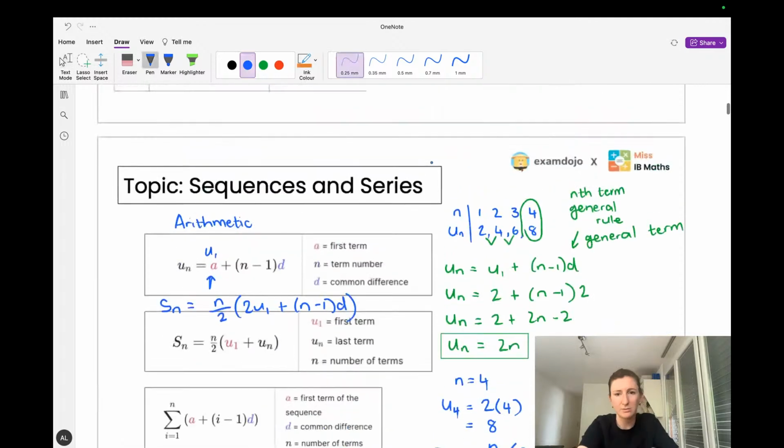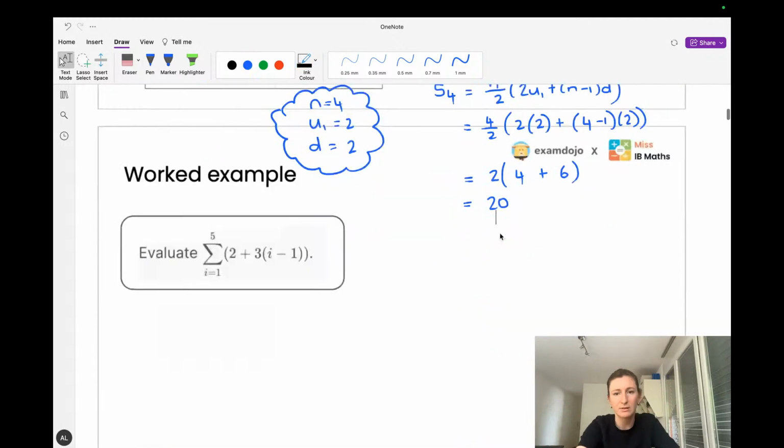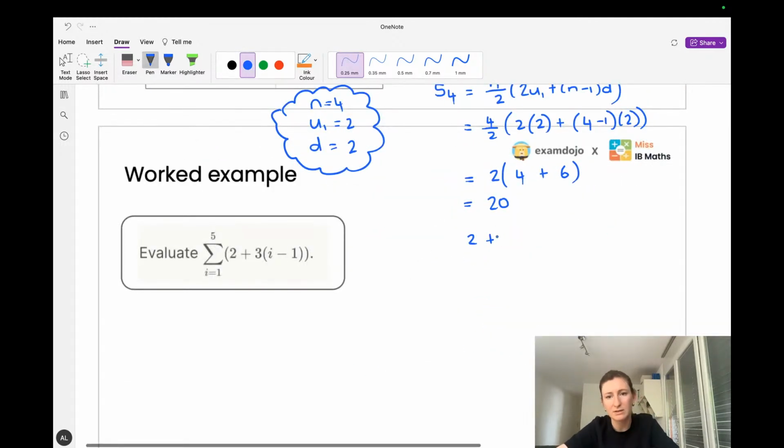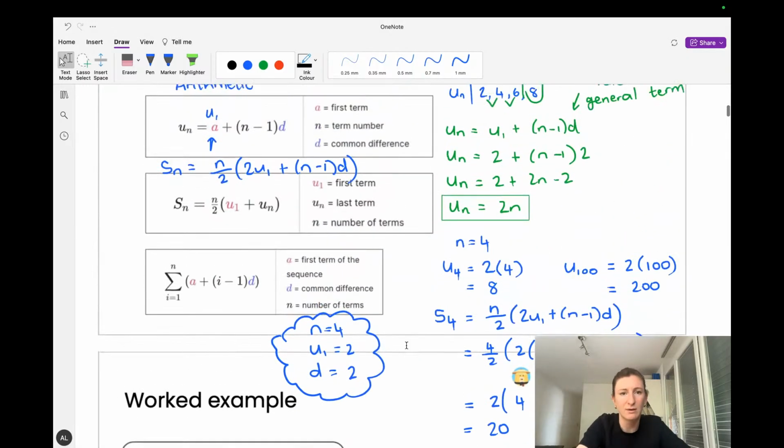And let's just double check. We were doing the sum of the first 4 terms. So that would have been 2 plus 4 plus 6 plus 8. And indeed, 2 plus 4 is 6, plus 6 is 12, plus 8 equals 20. So correct. That's how we can use that one.